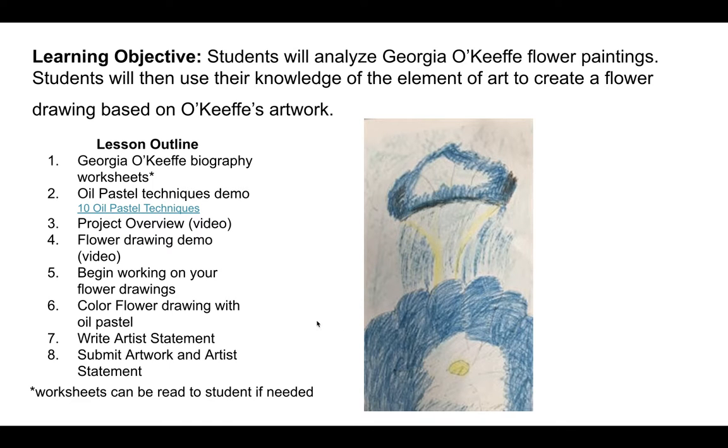Here we have the lesson outline. So first I'm going to want you to get to know the artist that we're talking about a little bit better before we look at some of her artwork. So you're going to do that by completing the Georgia O'Keeffe biography worksheets. So you're going to read a little bit about Georgia O'Keeffe and answer a few questions and look at some of her artwork.